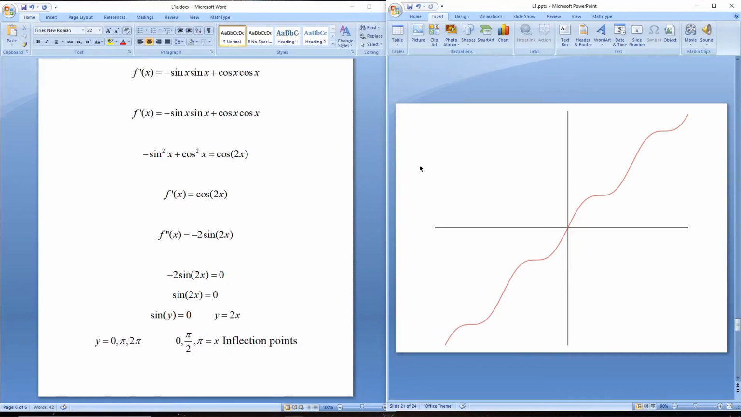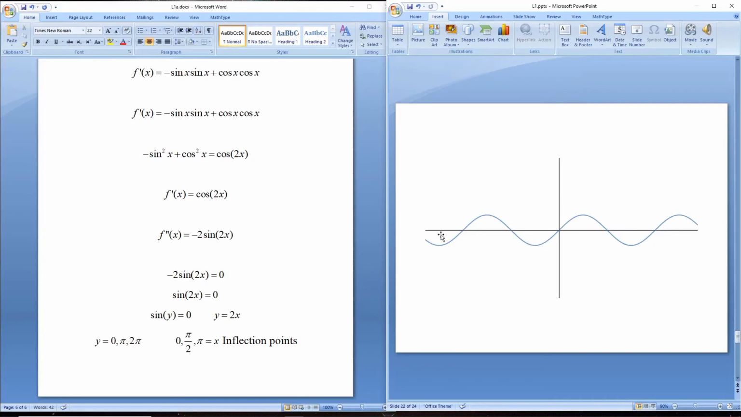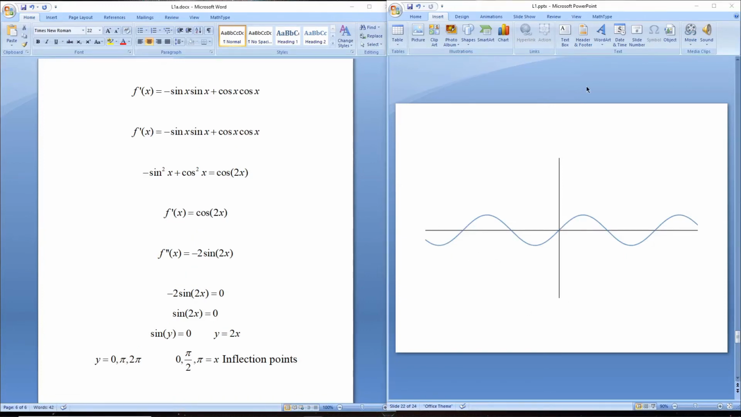So let's see what that graph looks like. There it is. So if we start at 0 here, you can see if we look to the left, the function is concave up. But to the right, it's concave down. And right at 0 is the inflection point.